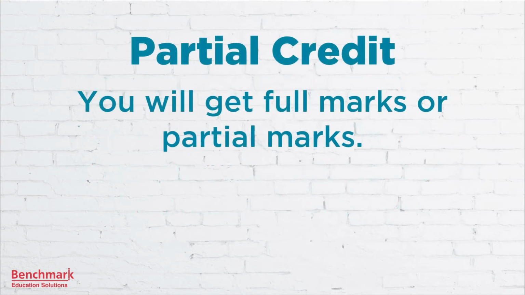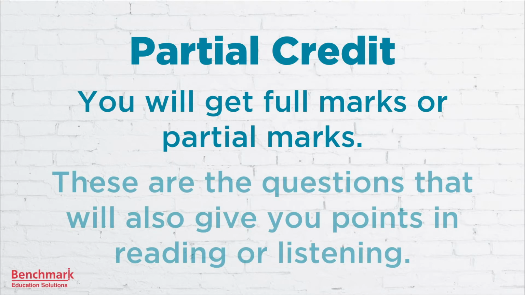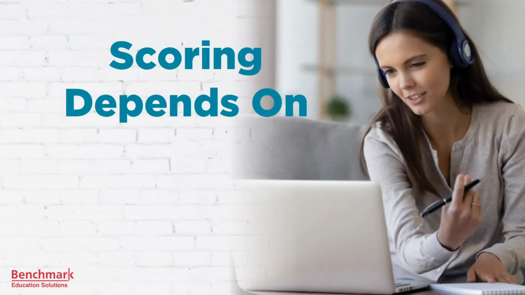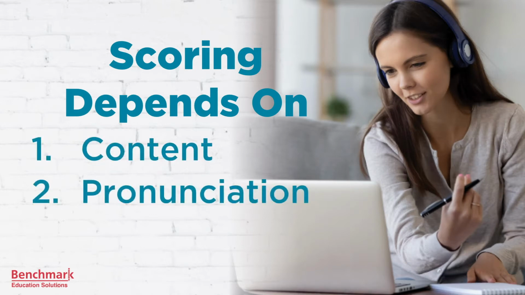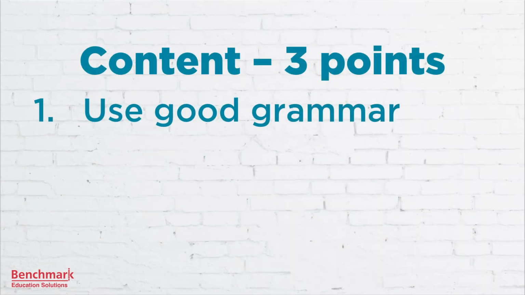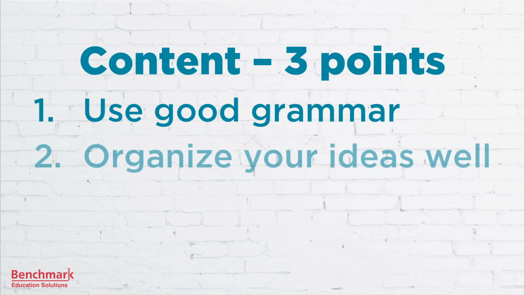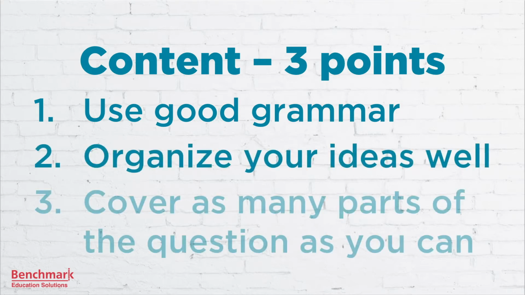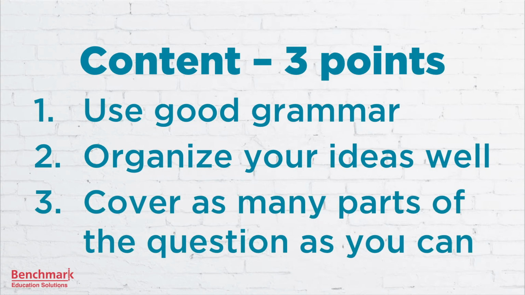Partial credit can give you full marks or partial marks. These are the questions that will also give you points in reading or listening. With partial credit, your examiner will check your answers for these three factors: content, pronunciation, and fluency. Content means to construct your sentences with correct grammar and organize your ideas well. Be sure and talk about as many parts of the question as you can in the time you have. You can earn up to 3 points in total for each question if you have good content.